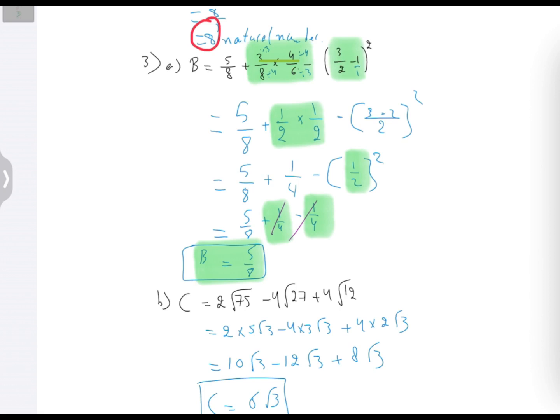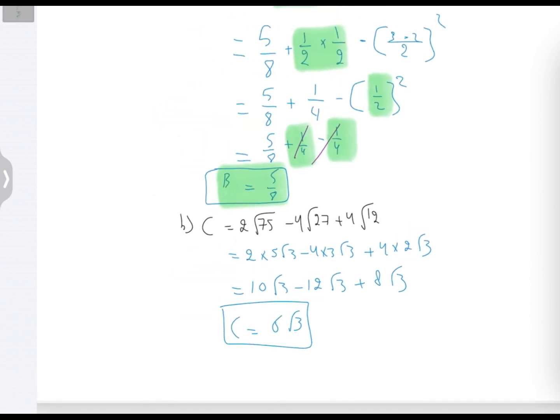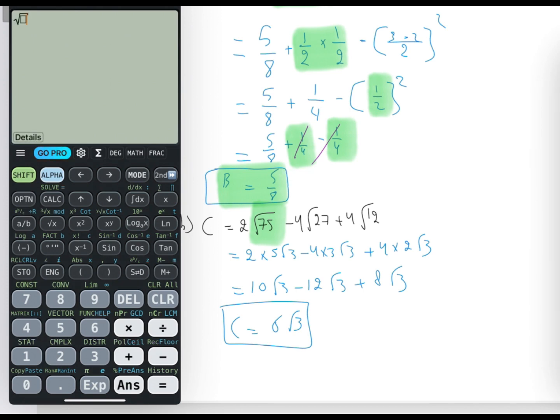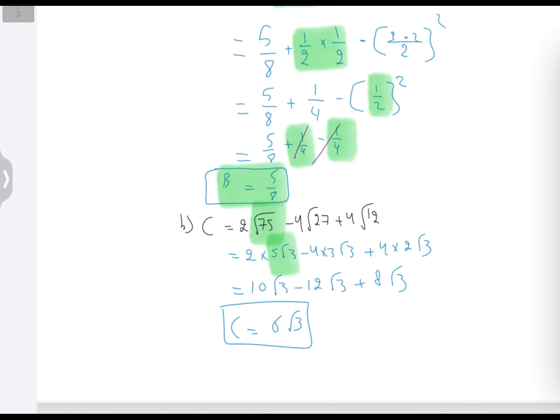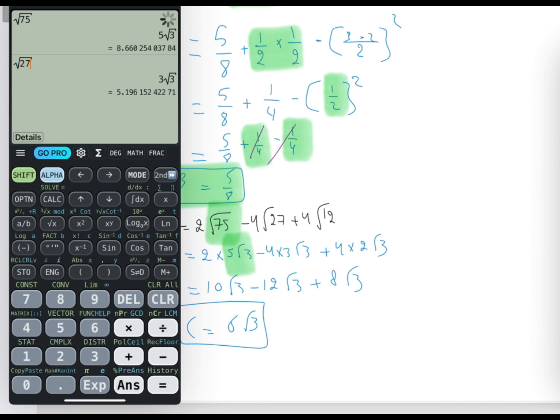Now part B, we have the expression C, it's 2 radical 75 minus 4 radical 27 plus 4 radical 12. First we start with each radical alone. Radical 75, we can use a calculator. Radical 75 is equal to 5 radical 3. Now radical 27, also use a calculator. Radical 27 is equal to 3 radical 3. And radical 12 is equal to 2 radical 3.